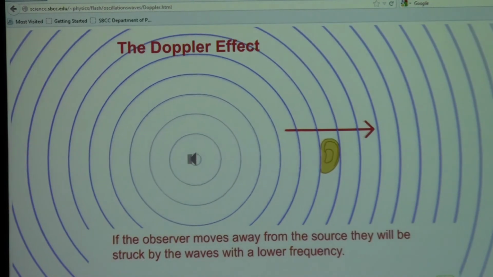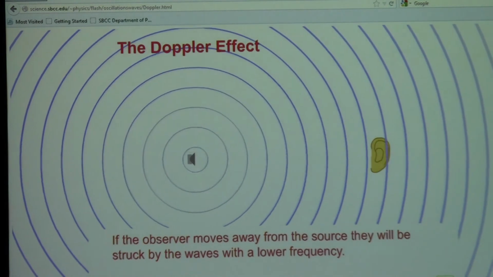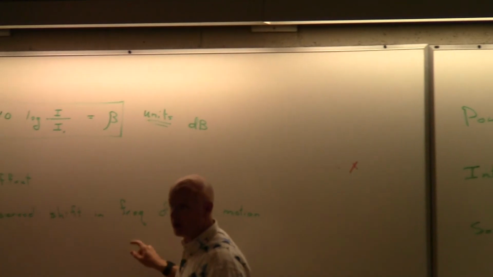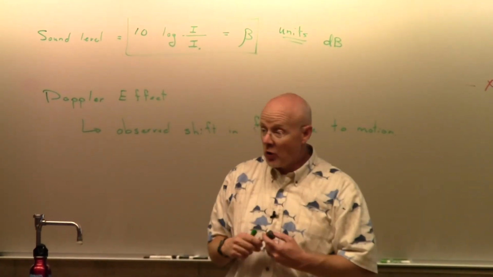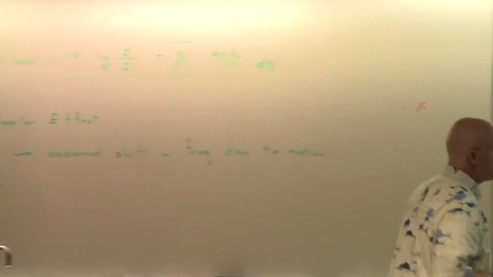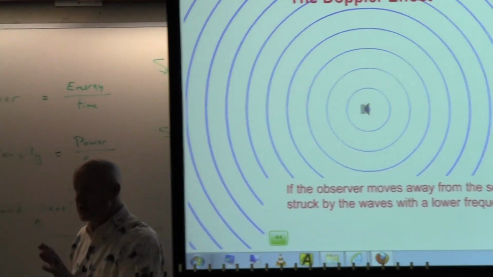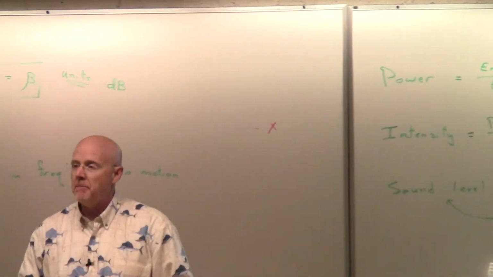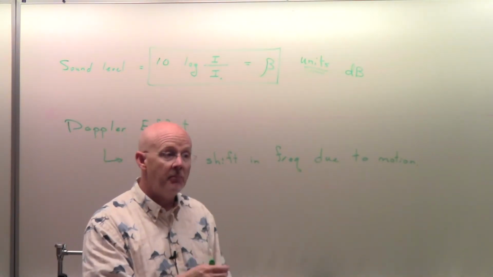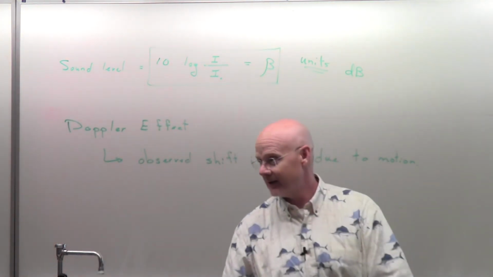And look at when you move away. What do you notice when you move away? It's less than 1,000. And this is why I write observed shift in frequency. The observer is going to pick up a different frequency than 1,000. Now, let me remind you, isn't this still vibrating at 1,000? So the real frequency is still 1,000. That hasn't changed. But the observed frequency has. The motion of the observer moving in or moving out does have an effect. Fair enough?